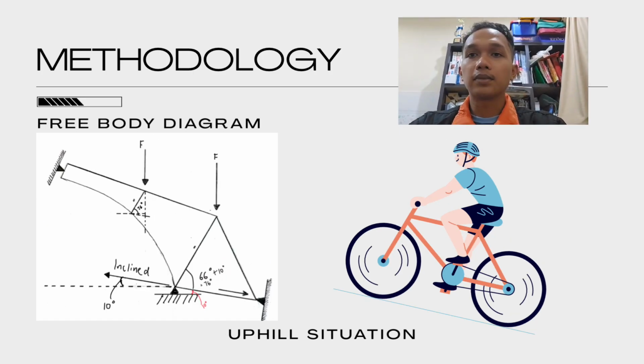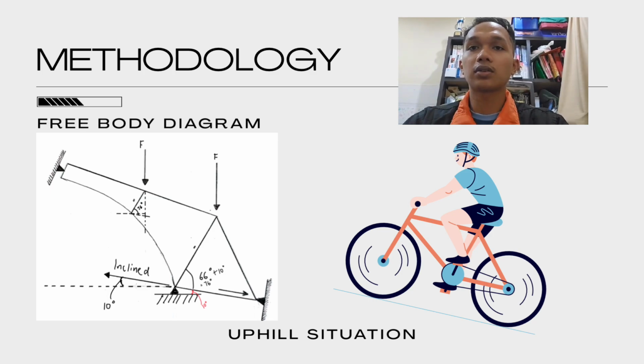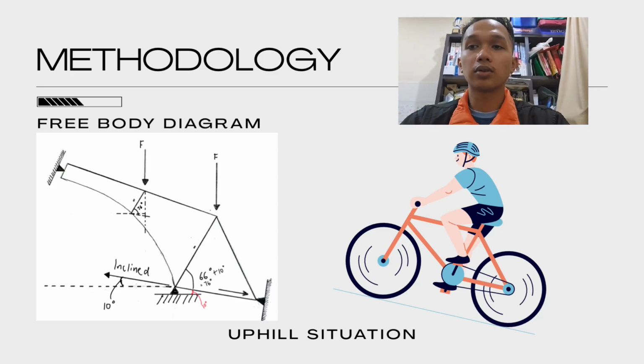In this diagram, the bicycle is climbing an inclined surface, so the weight still acts downward, but now part of it creates a component along the slope which causes the bike to slide backward. To prevent this, a forward force, or F, is needed, usually provided by the rider through pedaling. The fixed support is still at the bottom bracket and resists both vertical and horizontal forces.